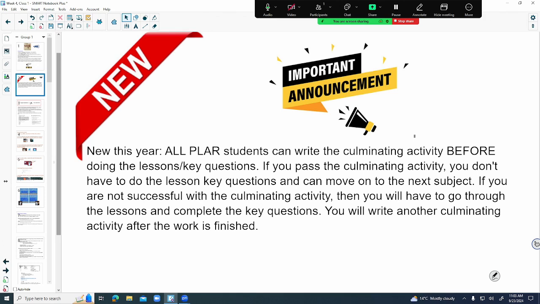So for each one, not for all of them, but for each one, there is a culminating activity. So that means 5 culminating activities if you have to do all 5 subjects. Or if you only have to do one subject, then you only have one culminating activity to worry about. Okay, so keep that in mind. If you have any questions, you can talk to your DEC, or you can contact me or Jovi here at WASA.